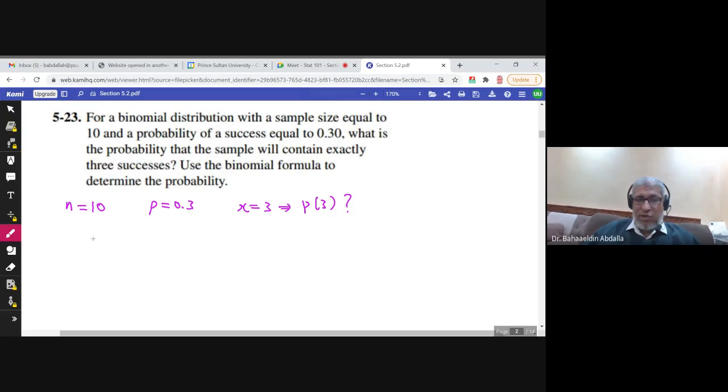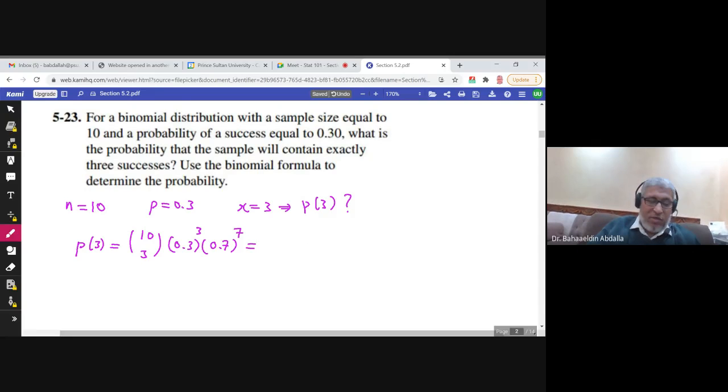Well, let us use the formula. Probability of 3 would be, N is 10, so 10C3. I will always use this symbol, 10C3 times P, which is 0.3. And what is Q in this case? If P is 0.3, Q would be 1 minus 0.3, which is 0.7. You raise P to the power 3, and you raise 0.7 to the difference, 10 minus 3, which is 7, and you use your calculator and find the answer.